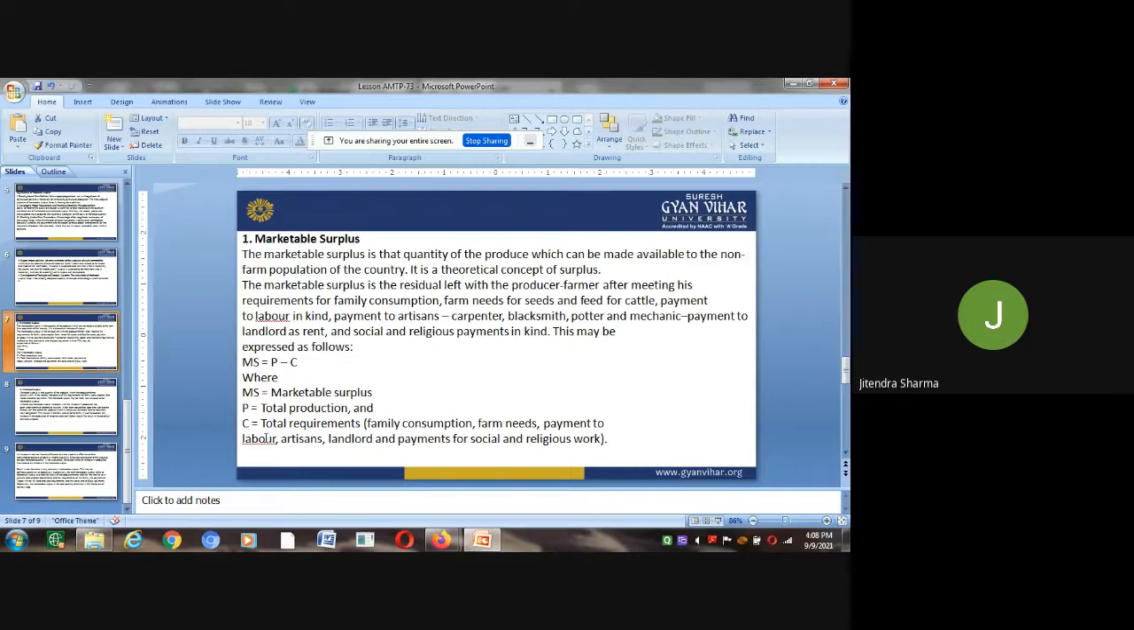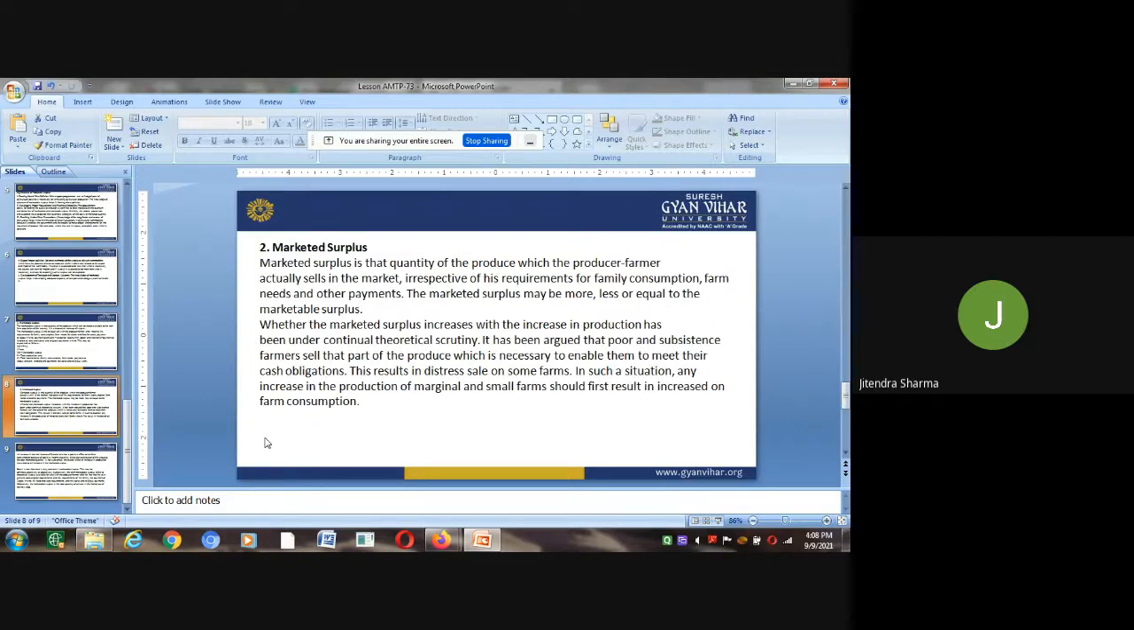So we subtract the total requirement from the total production, and whatever remains we treat as the marketable surplus. Now the marketed surplus is also very important. These are the three things we have discussed in detail, and I hope we have a good understanding that marketed surplus is the quantity of the produce which the farmer actually sells in the market.